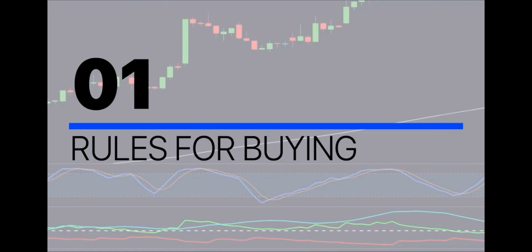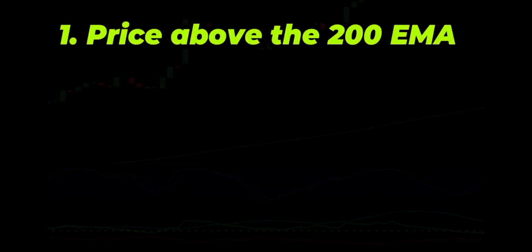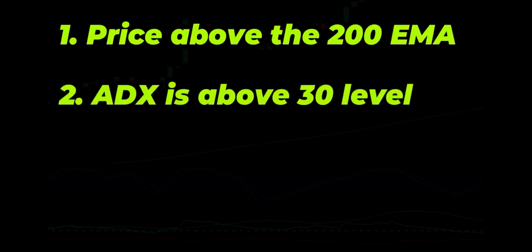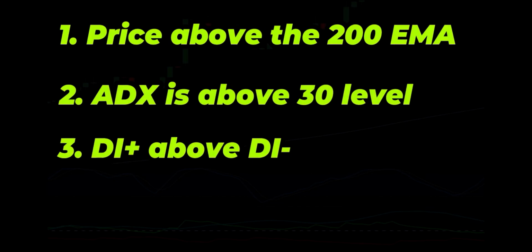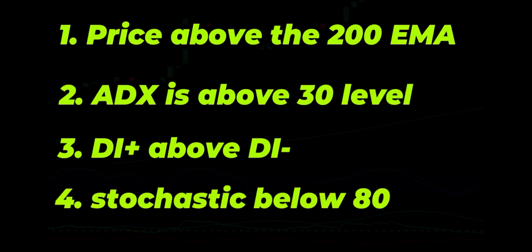First, let's look at the rules for buying. Rule number 1. The price should be above the moving average. Rule number 2. The ADX line should be above the 30 level. Rule number 3. The positive DI should be above the negative DI. And rule number 4. The stochastic should be below the 20 level. When all of these rules are met, we will initiate a buy order.